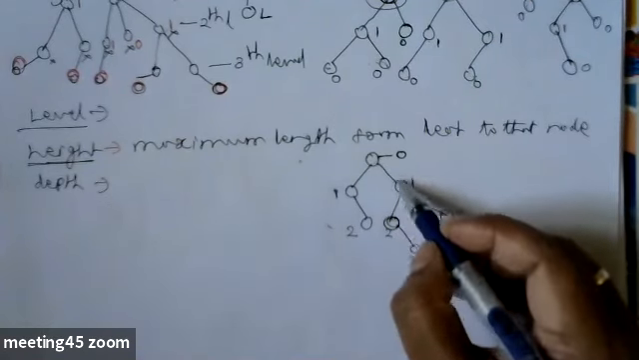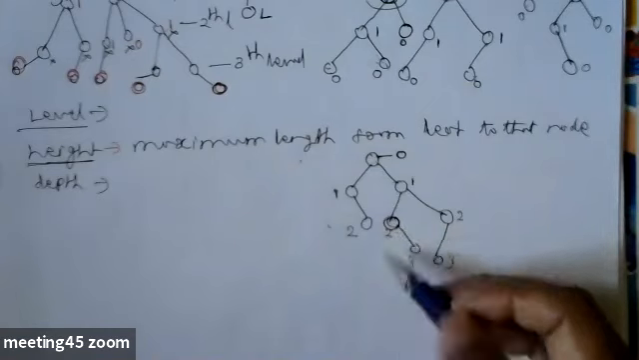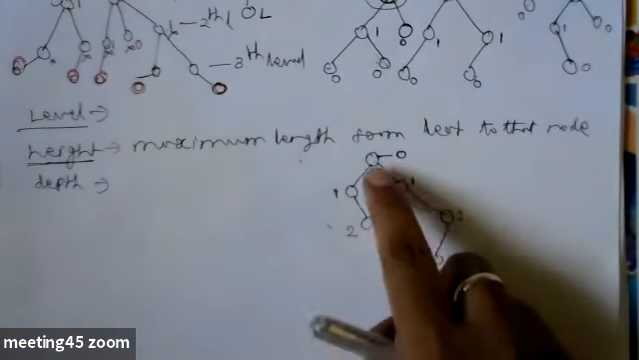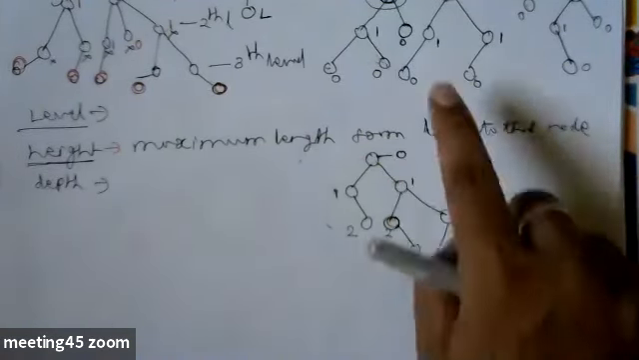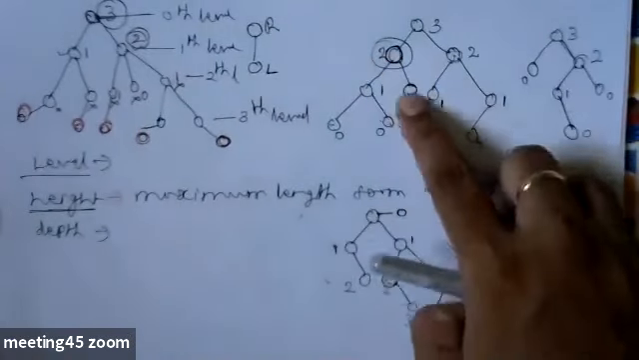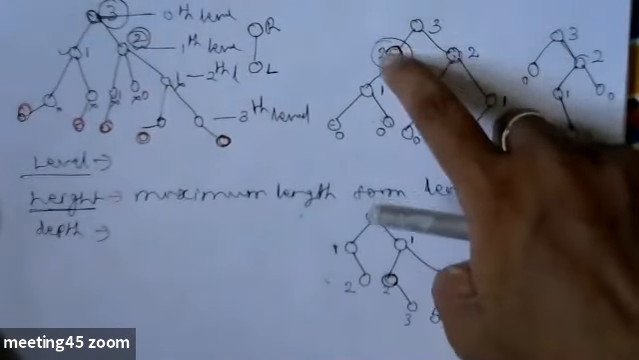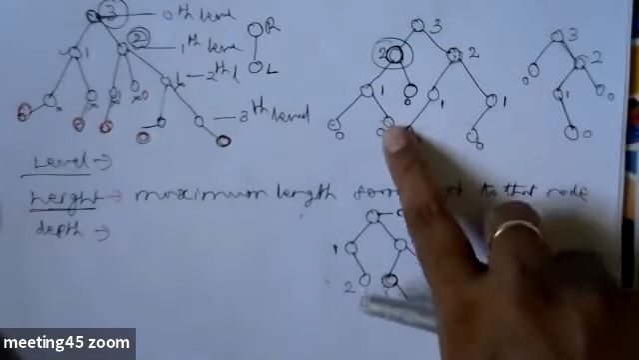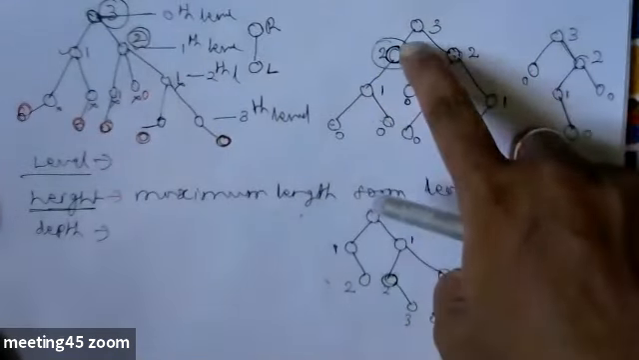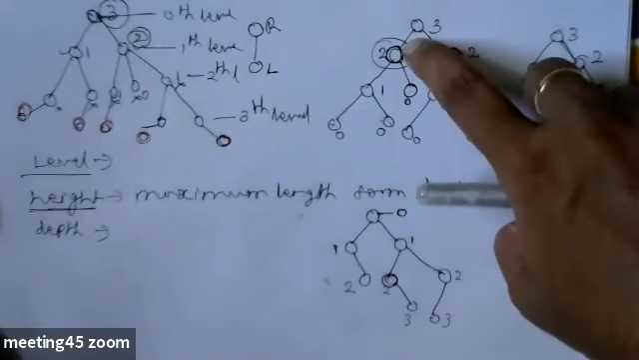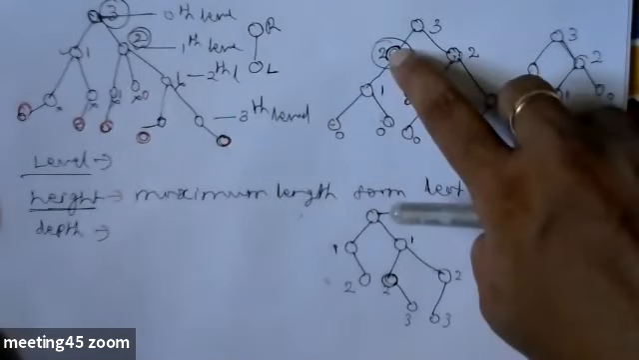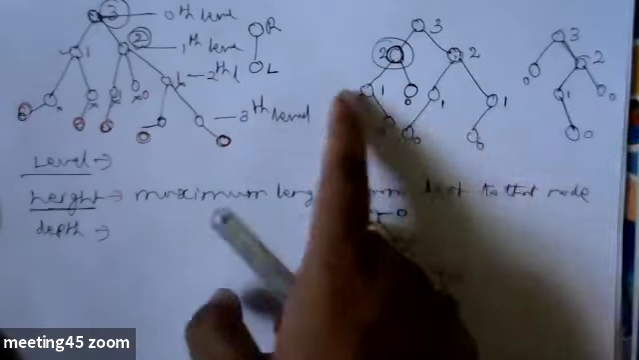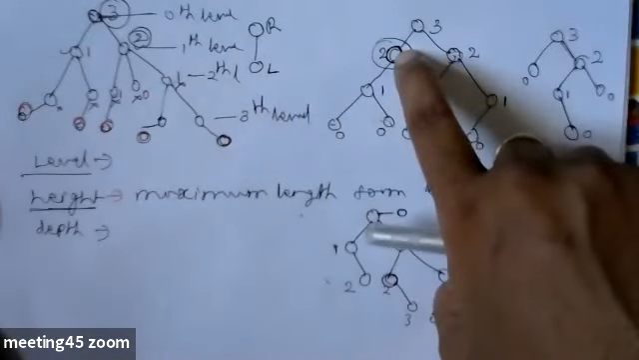So how many paths can you find from the root to any node? Only one path. That's why you don't have to think any other way. But if you consider the height of the tree, there are three possibilities. Either I can calculate from this leaf node, or from this leaf node, or from this leaf node, because there are many leaves belonging to this particular node.